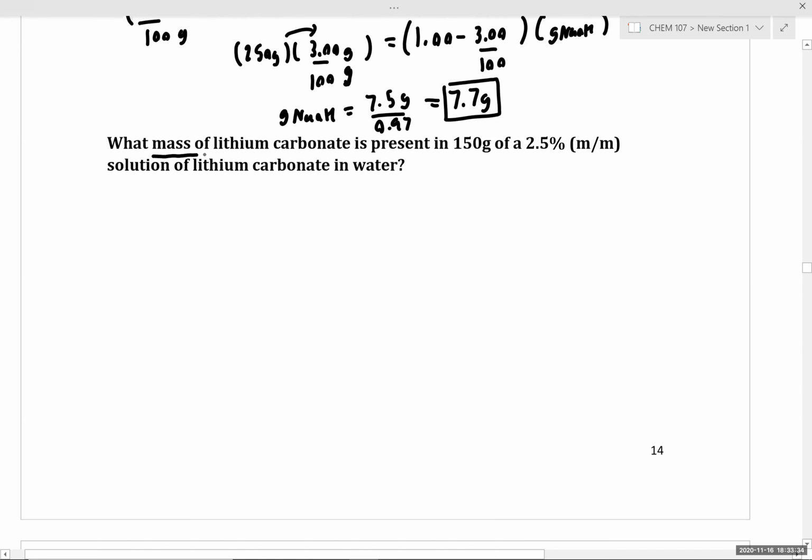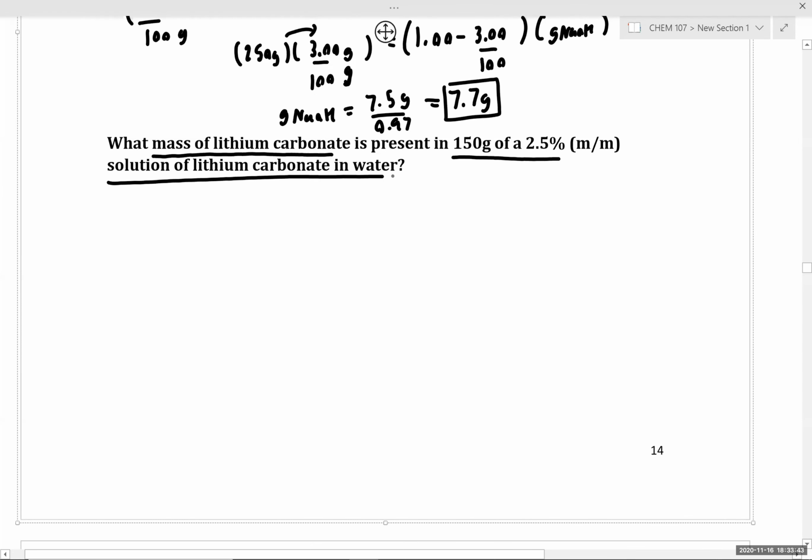I'd like you to tell me what mass of lithium carbonate is present in 150 grams of a 2.5% mass over mass solution of lithium carbonate in water. It seems students are getting faster at these calculations. That's okay. Let's take about 2 to 3 minutes to work through this example, and then we'll discuss as a group. Don't be shy to submit your proposed responses verbally or in the chat, and I'd be happy to provide feedback.